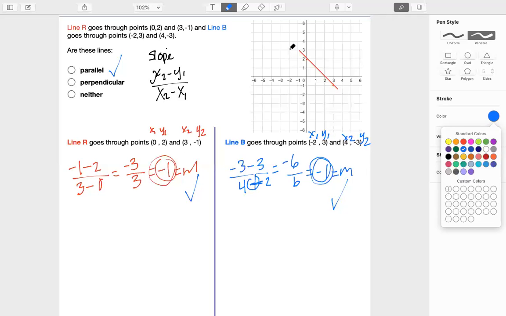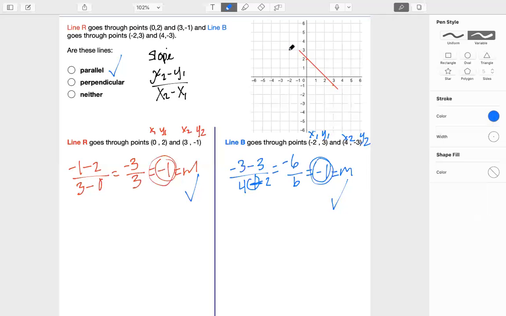(-2, 3). It's a little off, but that's okay. And (4, -3), which is right here. If I plot these two points and connect them, and put these two lines together, you can see that the lines are parallel.